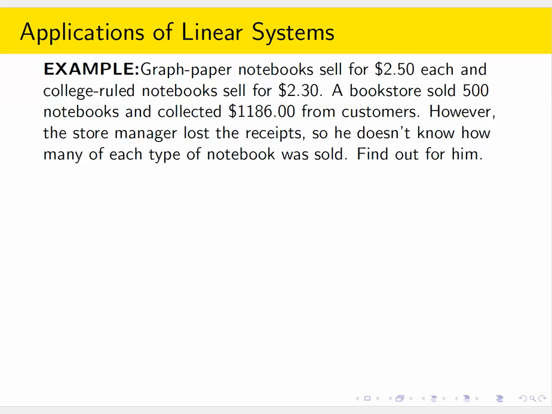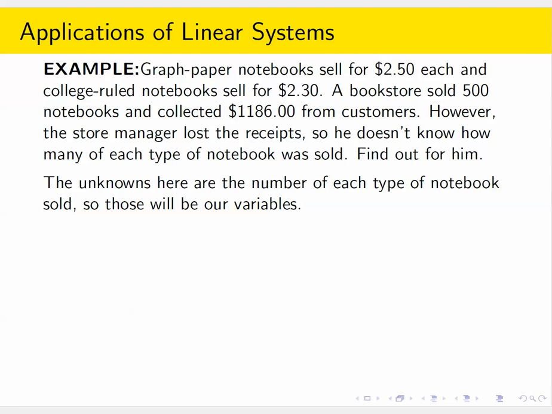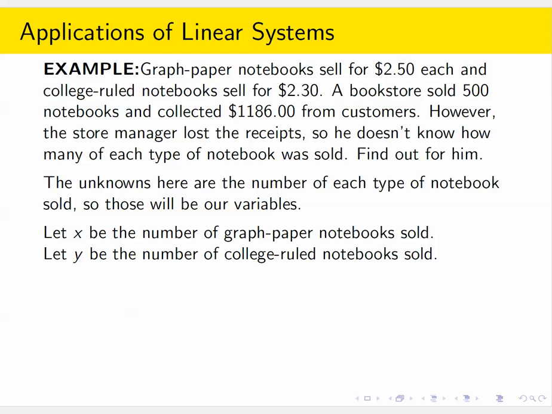But there's enough information here for us to reconstruct that, to figure out how many of each type of notebook was sold. So the unknowns in this problem are how many of each type of notebook. Let's use x and y to represent the unknowns. I'll let x be the number of graph paper notebooks that were sold. I'll let y be the number of college ruled notebooks that were sold.